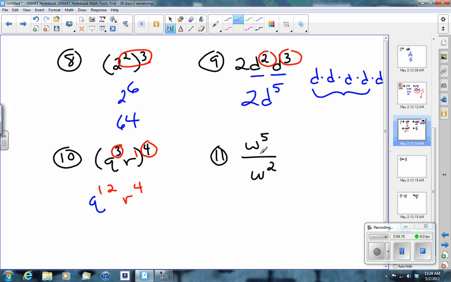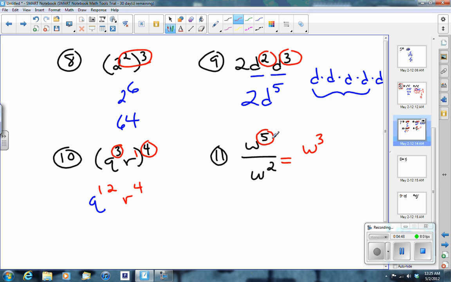And then on the last problem here, we have w to the 5th divided by w to the 2nd power. When you're dividing, we just subtract exponents when they have the same base number. In this case, it's w. So 5 minus 2 is 3, w to the 3rd power. I always approach it that I'm going to start with the larger number. So I started with 5 and subtract the 2. That leaves me 3. And I started in the numerator, so that's where I'll end up.